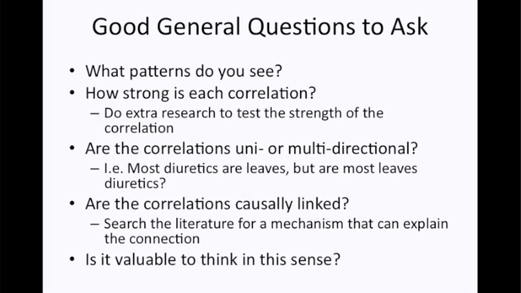So here are some good general questions to ask. So first of all, what patterns do you see? And then next, you want to look at how strong is the correlation. And this would require extra research to look up to see and test your theory. Next, are the correlations unidirectional or multidirectional? For example, most diuretics are leaves, but are most leaves diuretics? That's kind of like the all squares are rectangles, but not all rectangles are squares, that type of thing. Next, are the correlations causally linked? Again, is there a mechanism behind this that can maybe explain the connection? And then at the end of it, you need to decide whether this is valuable to even think in this way.